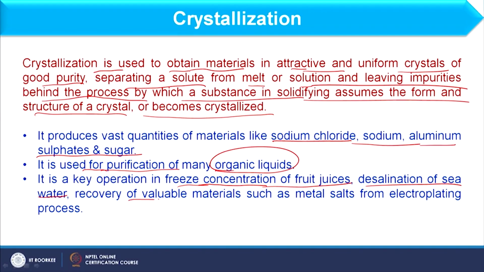It is further used for recovery of valuable materials such as metal salts from the electroplating process. So, you can consider that crystallization is used in different processes in chemical industries. Now we will see how this crystallization occurs. For that, we will consider a solution where I have a particular solute.